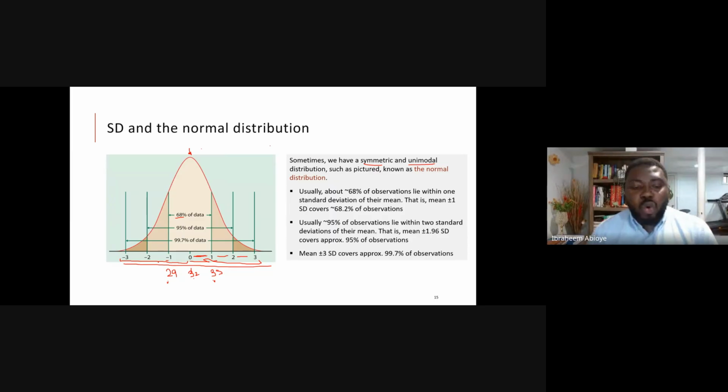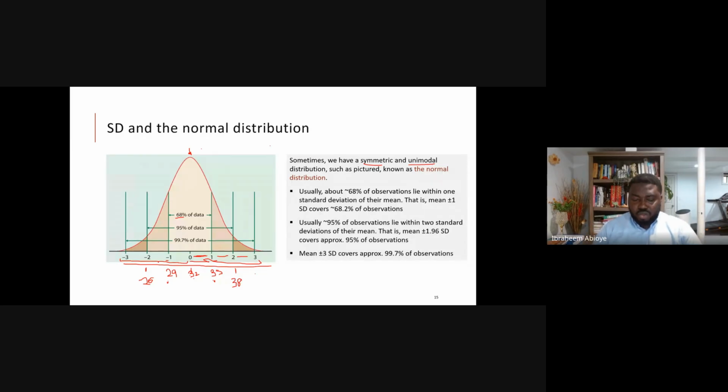And if we want to know what 95% of the data covers, that is from -2 standard deviations to +2 standard deviations. And so 32 minus 6, because 2 times 3 is 6, 32 minus 6 is 26. 32 plus 6 is 38.